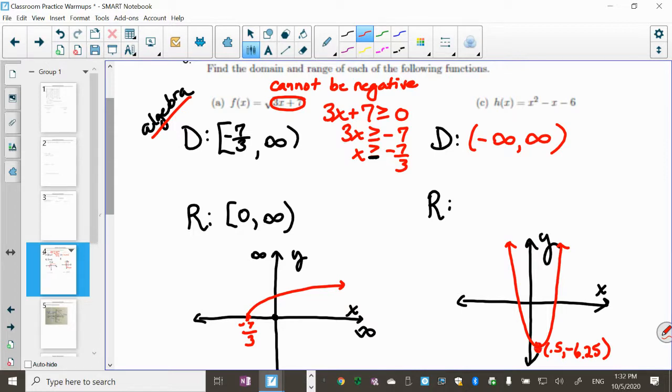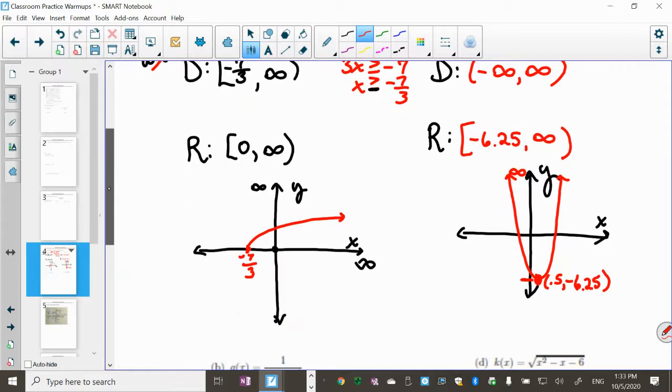The range: I know my graph's lowest point is here, which is negative 6.25, and it goes up. So I'm going to say my range is negative 6.25, included, and it goes all the way up to positive infinity. Remember, this is positive infinity, and that's how I do my domain and range for a quadratic function. But it could be any function. I just want to make sure that you do the work if there's a radical or a fraction, okay?